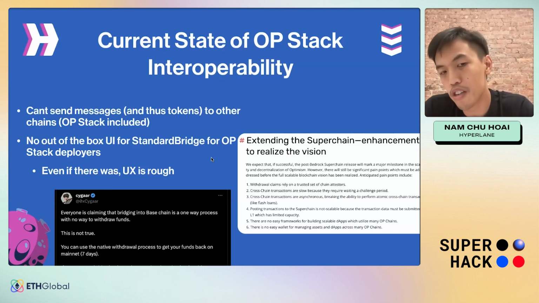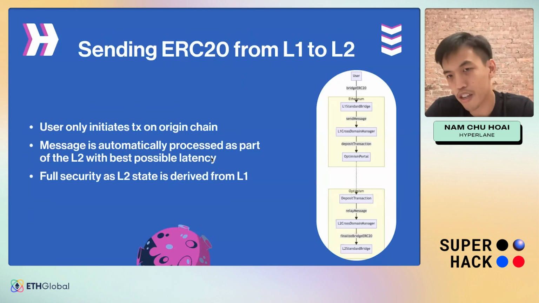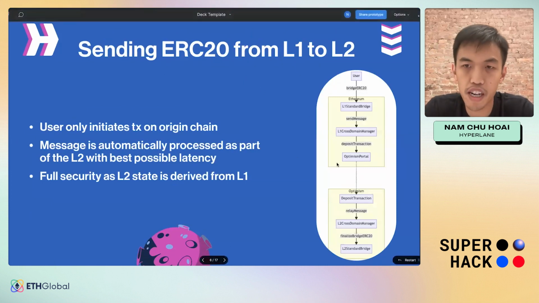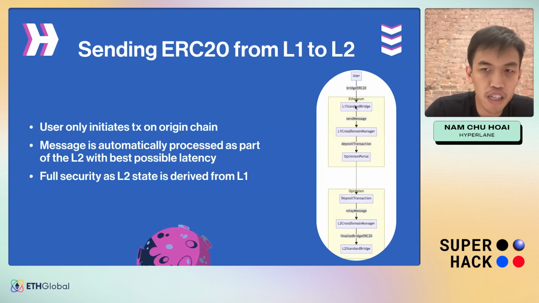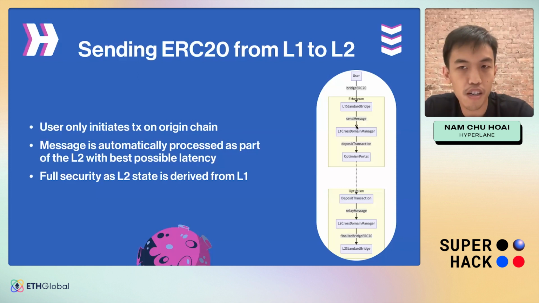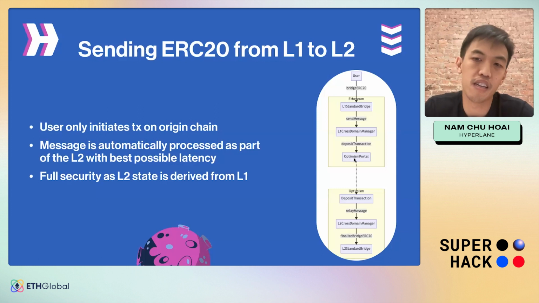And then even if there was, the UX is kind of rough, and we'll go into exactly why that is the case. From L1 to L2, it's actually pretty simple, right? On the right side, you can see the diagram. Basically, the user calls the bridgeERC20 contract on the L1 standard bridge, which ultimately calls the cross-domain messenger on L1's sendMessage function. That ends up calling the Optimism portal with the depositTransaction function, and that emits a TransactionDeposited event.